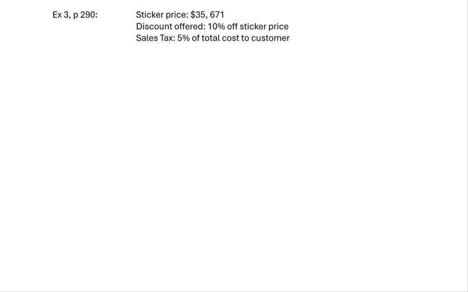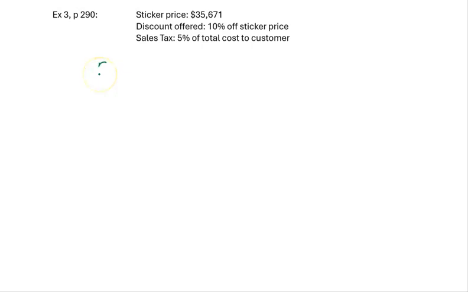Some dealers will offer discounts, and in this problem, they're offering a 10% discount off of the sticker price on the car as is, $35,671. So they're asking us to figure out how much it would cost to drive this car off the lot. We have to figure out what the discount is, and then we have to figure out sales tax. Since the dealership is offering a 10% markdown off of the sticker price, we're going to pay 100% minus that 10%, or 90% of the sticker price.